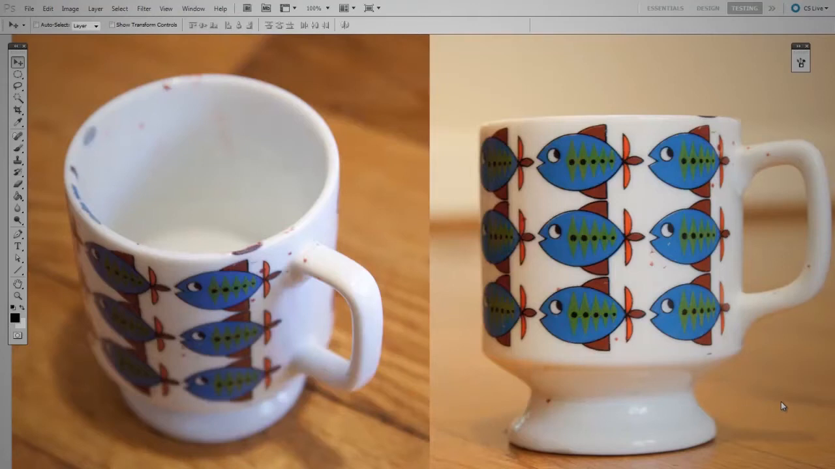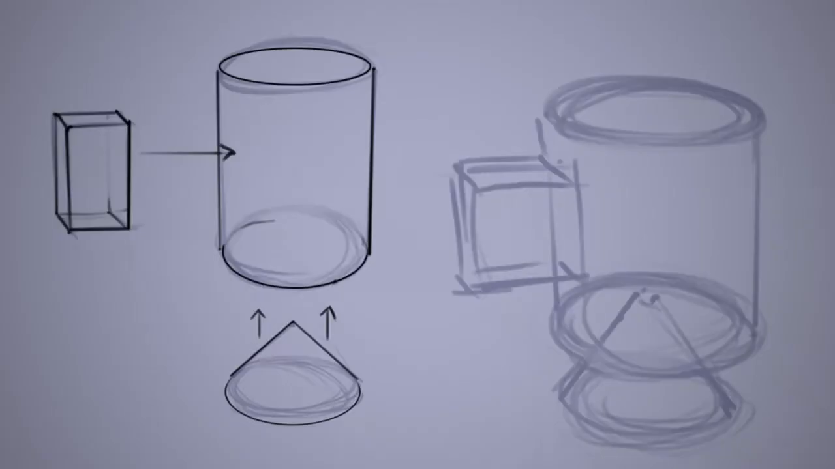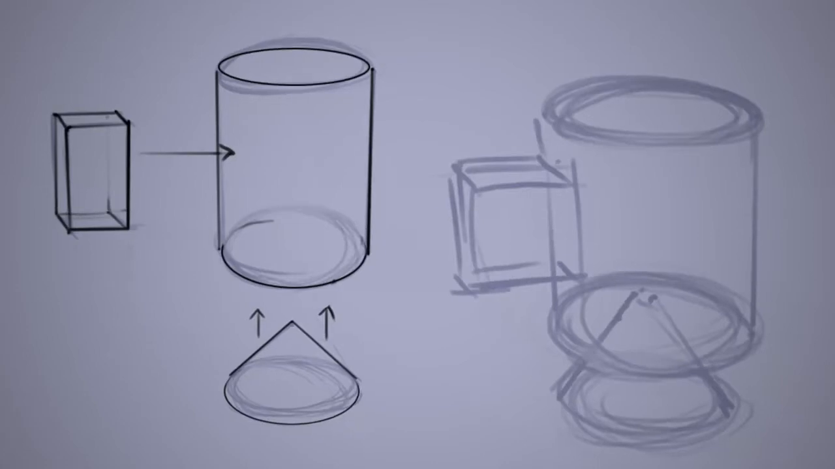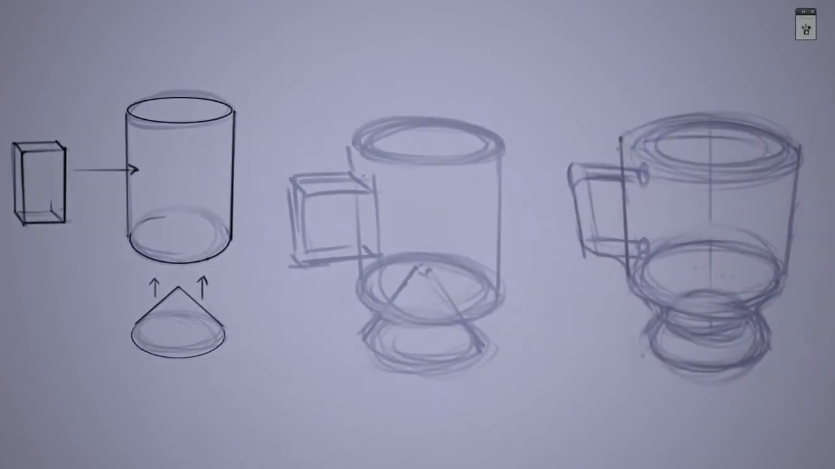Do you remember the old video where I talked about how to simplify a coffee cup into basic shapes? The idea there was to make it easier for you to visualize the object as a three-dimensional thing and not just copy the outlines. Well, let's take that same technique and apply it to a much more complicated object.